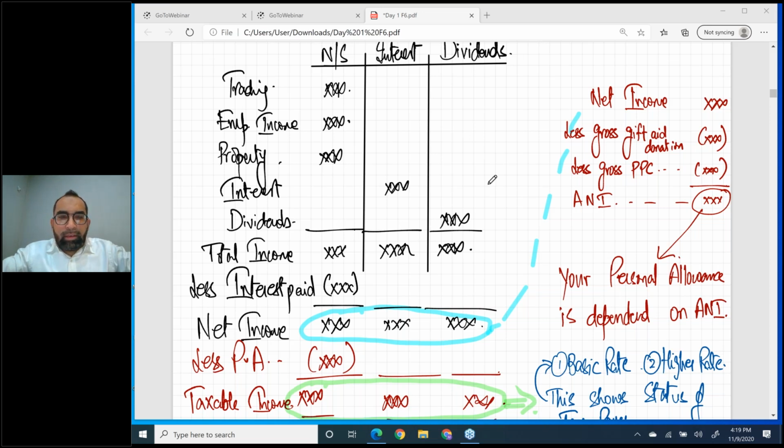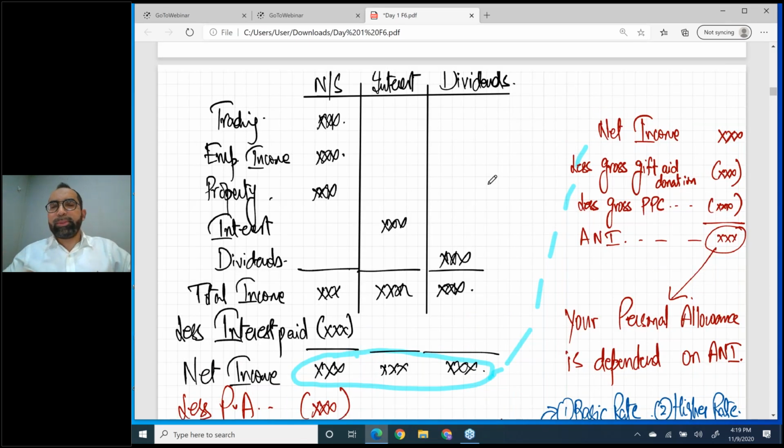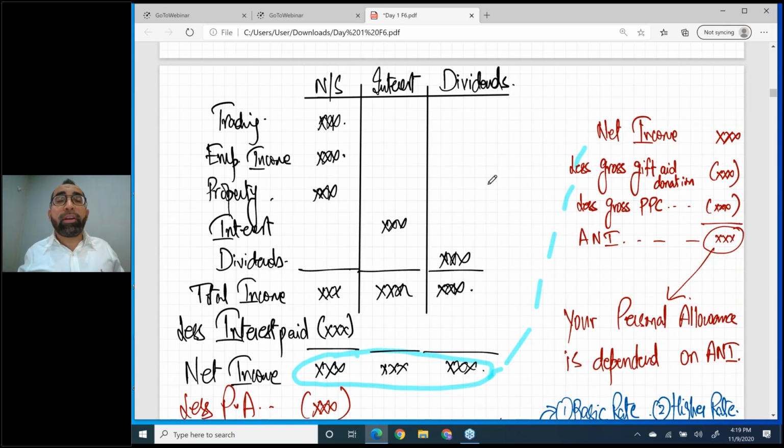Now you can see a sheet in front of you. I always say to my students, whenever you are asked to calculate tax for an individual, three columns will automatically come to your mind. The first column is NS, non-saving. The second column is interest and the third column is dividend. In non-saving, normally trading income, employment income, property income, and sometimes pension income as well, but I have not written it here right now. Then in the interest column, you will write interest income. In the dividend column, you will write dividend income.